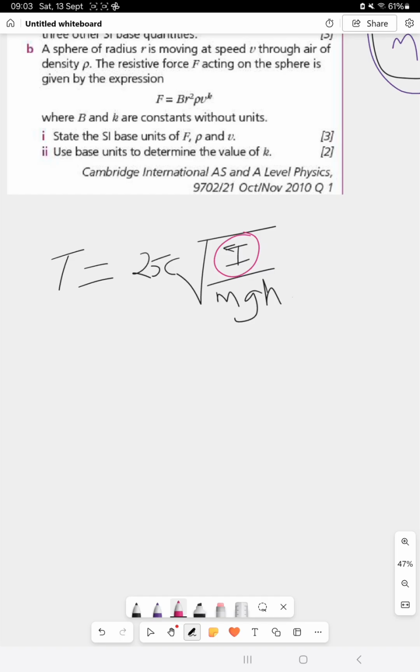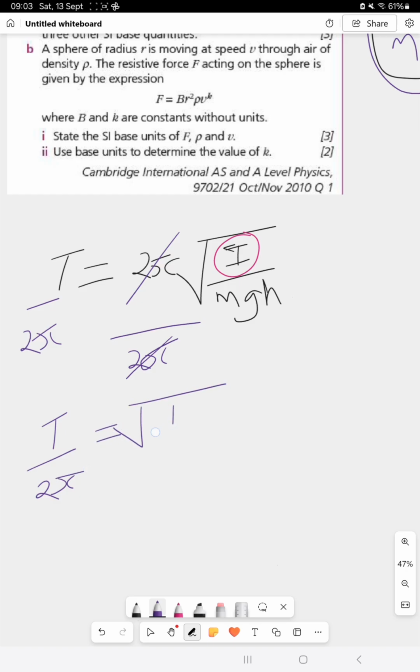Divide by 2 pi here. Divide by 2 pi. Then this one will cancel. I'll remain with T over 2 pi is equal to square root of I over mgh. What should I do next?